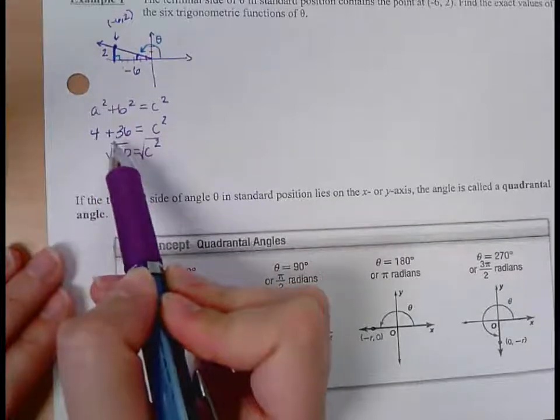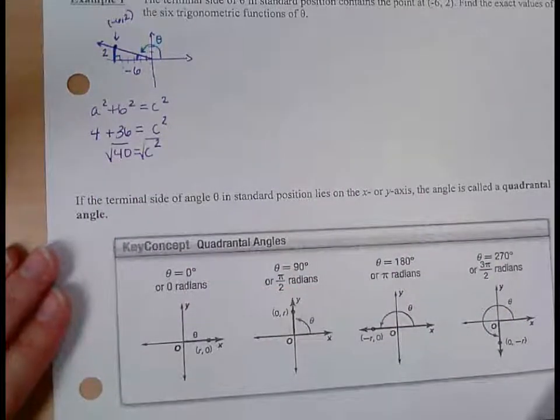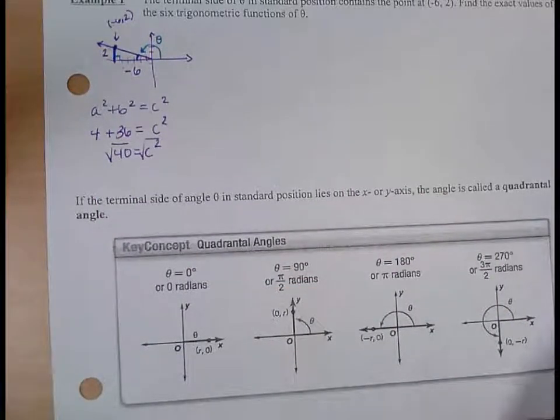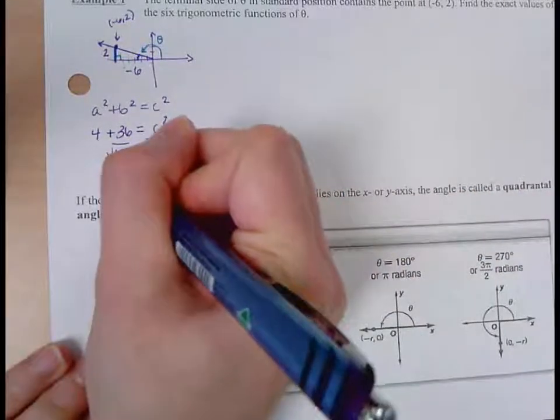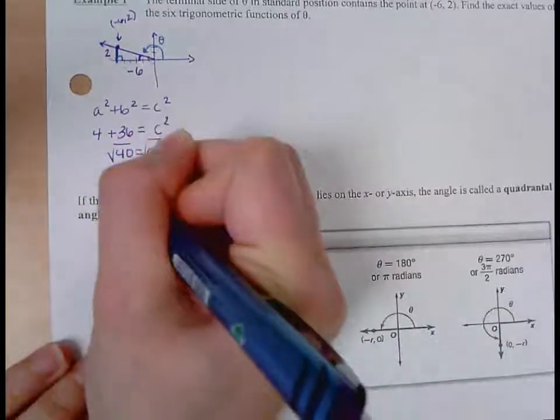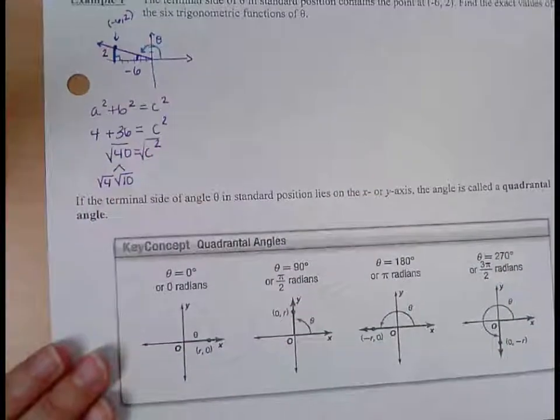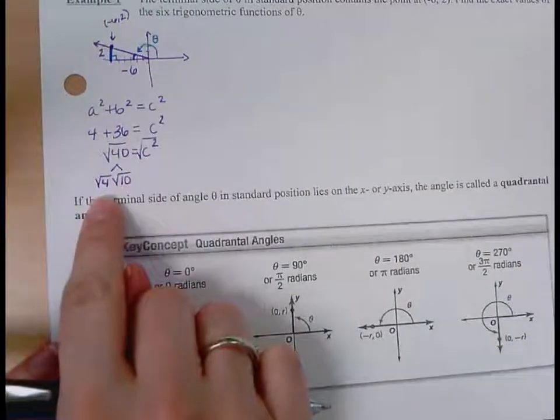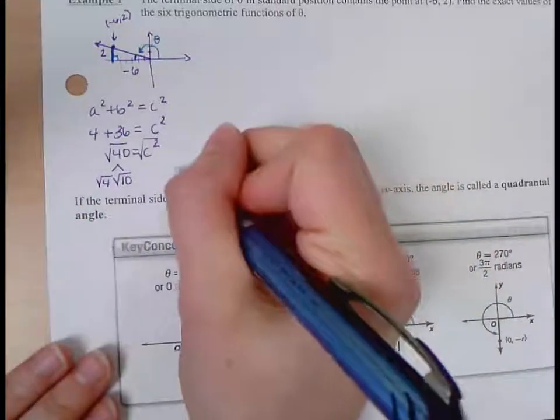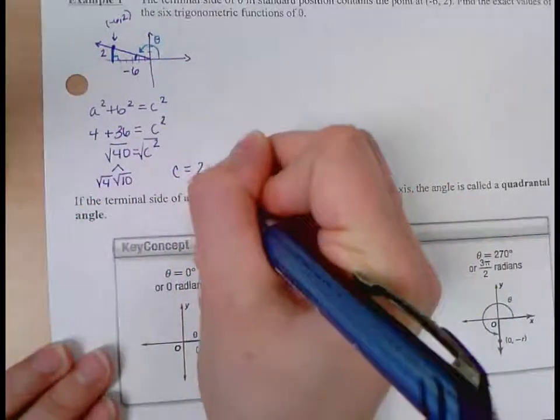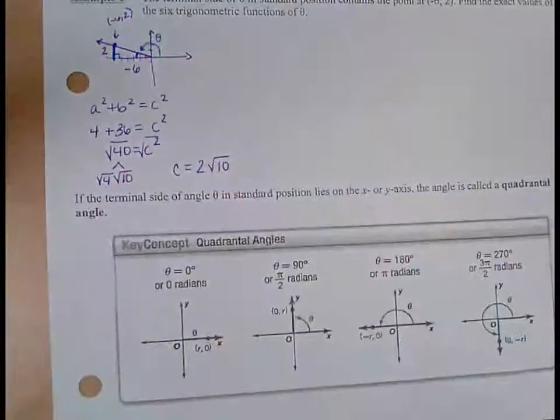Can I simplify the square root of 40? I know 40 isn't a perfect square, but you can take out a 4. I can split it into square root of 4 and square root of 10, and I know the square root of 4 is 2. So therefore, c would be 2 square root 10. So all answers should be simplified. All fractions should be simplified. All radicals should be simplified.